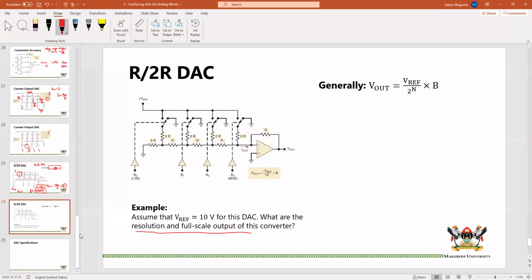What if Vref is 10 volts? What are the resolution and full scale of this DAC? The resolution should be got when we have B3, B2, B1, B0 being 0001. And so we are going to have our resolution being equal to, obviously, Vout.